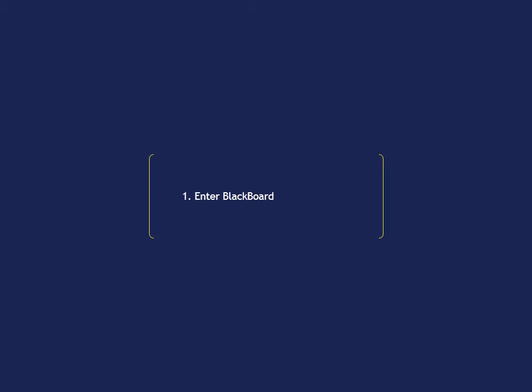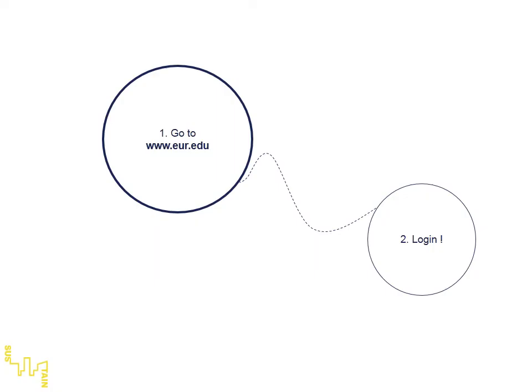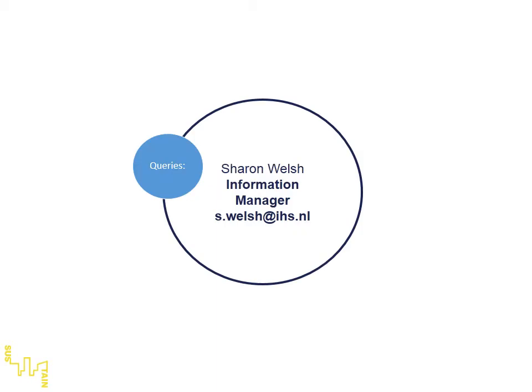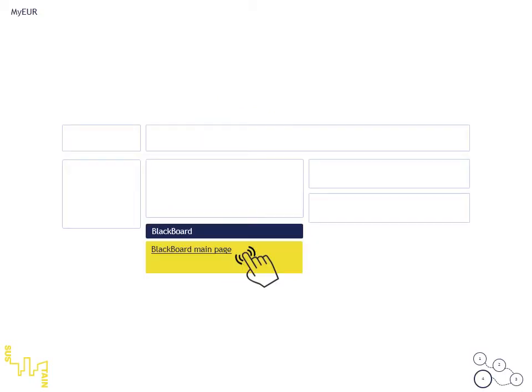To enter Blackboard, go to www.eur.edu. Log in using your ERNA ID and password. By now, you should already have your own username and password sent to you via email. Otherwise, contact our information manager, Sharon Welsh, at s.welsh@ihs.nl. Once you manage to successfully log in, you will find the Blackboard main page.